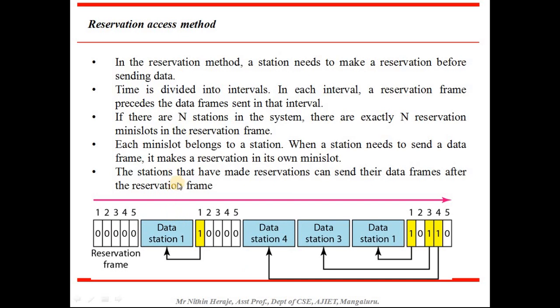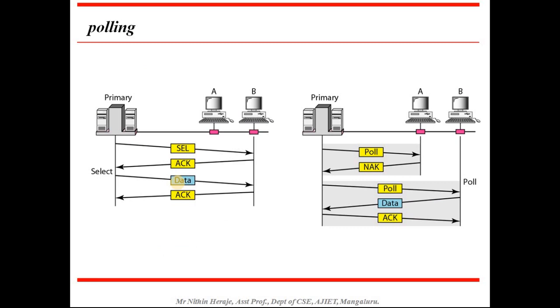So this is how the reservation access method works. Any station that wants to send data first has to reserve its particular slot in the reservation frame, and then it can send the data in its time slot. Okay, we'll proceed to the next method, that is polling. You can see two diagrams here.